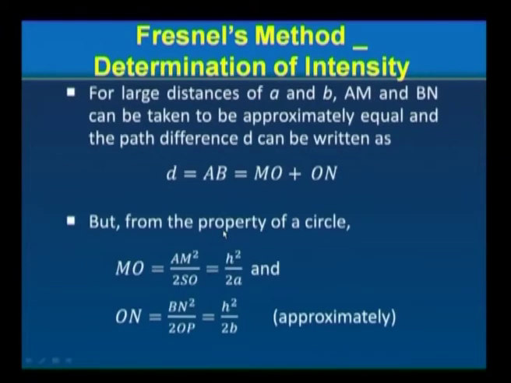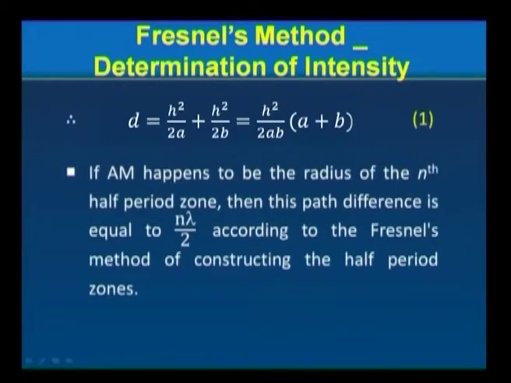Now, therefore, we express the path difference in terms of MO and ON, and MO will be equal to H square by 2A approximately. Similarly, ON will be H square by 2B, again approximation. These approximations come from the property of the circle. You have to sum up the values obtained, H square by 2A and H square by 2B, and that gives the path difference, H square by 2A plus H square by 2B, which is H square by 2AB into A plus B. That is the effective path difference.